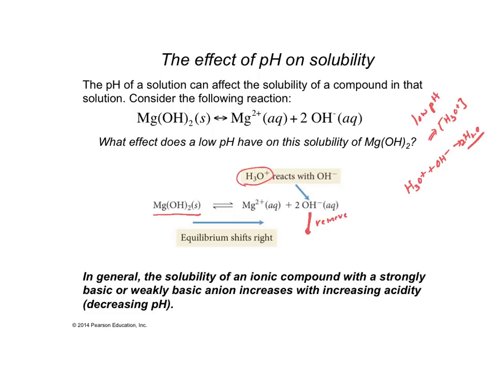So if we remove this from solution, then this equilibrium, going back to Le Chatelier's principle, is going to shift to the right to replace what it's losing in this reaction with hydronium ion, right? So long term, what this means with respect to solubility is that you will see an increase in solubility for salts that contain either a strong base or a weak base when we increase the acidity, or we decrease the pH, right? So at low pH, we're going to see an increase in the solubility of these compounds that contain either hydroxide or some sort of weakly basic anion.